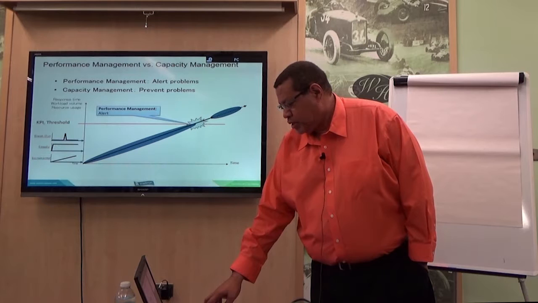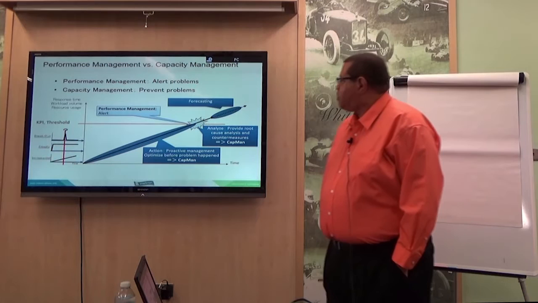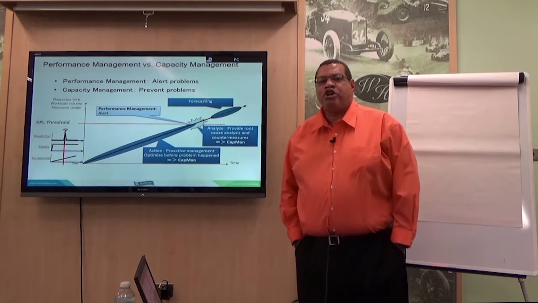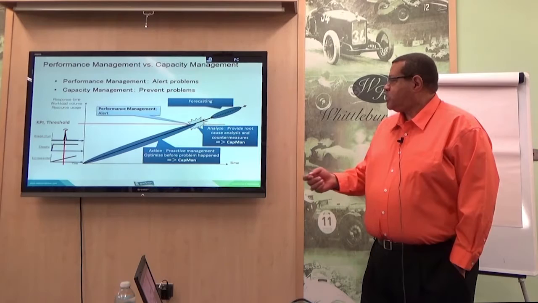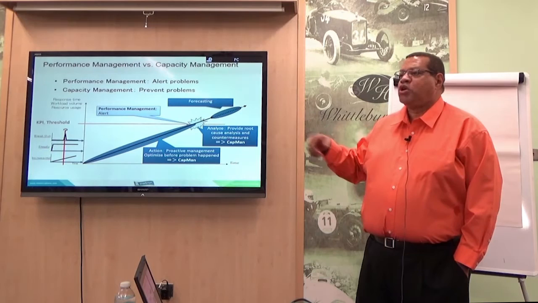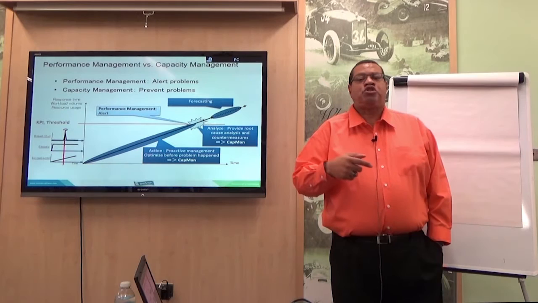So you have performance management, you exceed your threshold. You have a problem out there. How do you triage that problem? How do you solve that problem? That's what performance management does. It's alerting you that something has happened out there. Capacity management is proactive because from the beginning of time to that threshold, you're looking at what resources are out there. Do I have enough resources? Making sure that I talk about those resources and what is necessary.